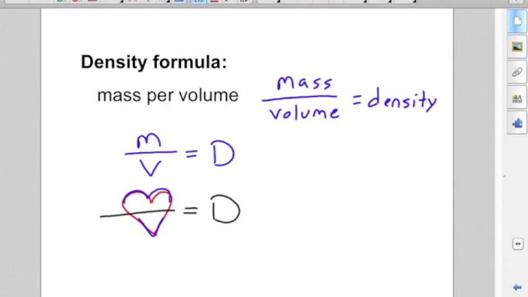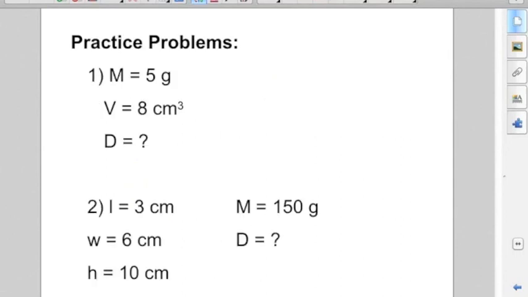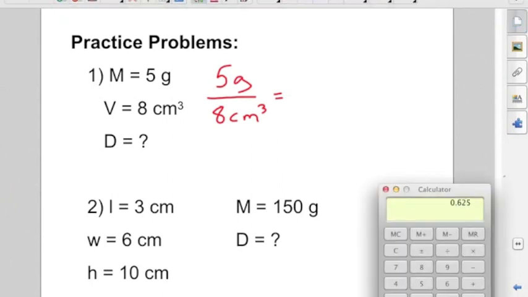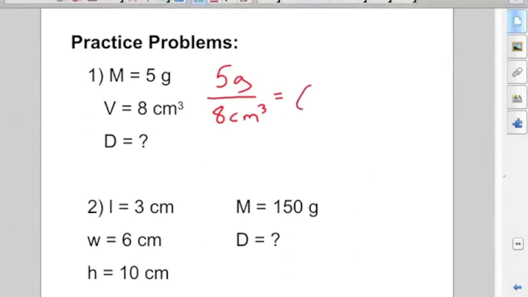All right, let's quickly do a couple practice problems. First one, mass is 5, volume is 8. What's the density? Pause, do it, then check your work. Ready? Okay, 5 grams over 8 centimeters cubed equals, let's do the math, 5 divided by 8, 0.625 grams per centimeter cubed.